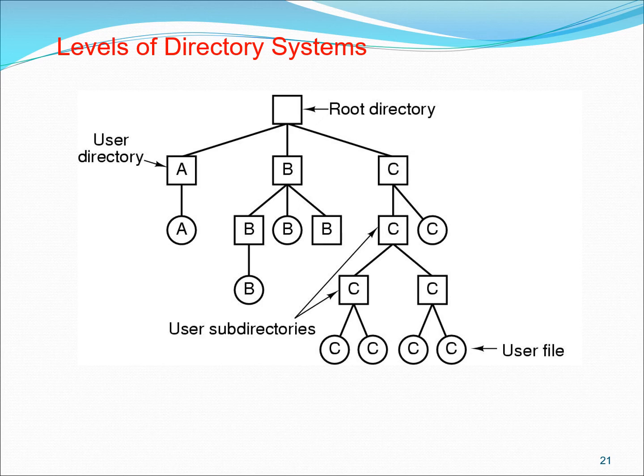A has a subdirectory and a file, and B has some subdirectories and a file. B further has some files. The C subdirectory, that is the user directory, has some subdirectories and a file. It has one subdirectory and one file, which subdirectory further has two subdirectories which further have user files. So this is the multi-level directory system.